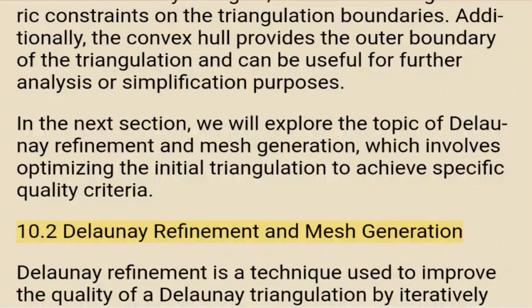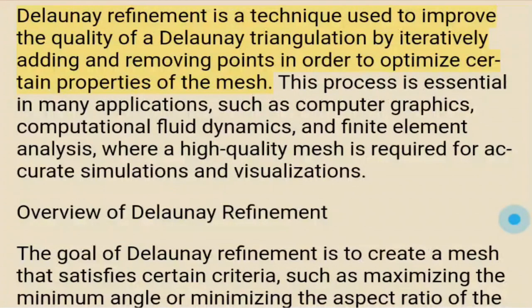10.2 Delaunay refinement and mesh generation. Delaunay refinement is a technique used to improve the quality of a Delaunay triangulation by iteratively adding and removing points in order to optimize certain properties of the mesh. This process is essential in many applications, such as computer graphics, computational fluid dynamics, and finite element analysis, where a high-quality mesh is required for accurate simulations and visualizations.